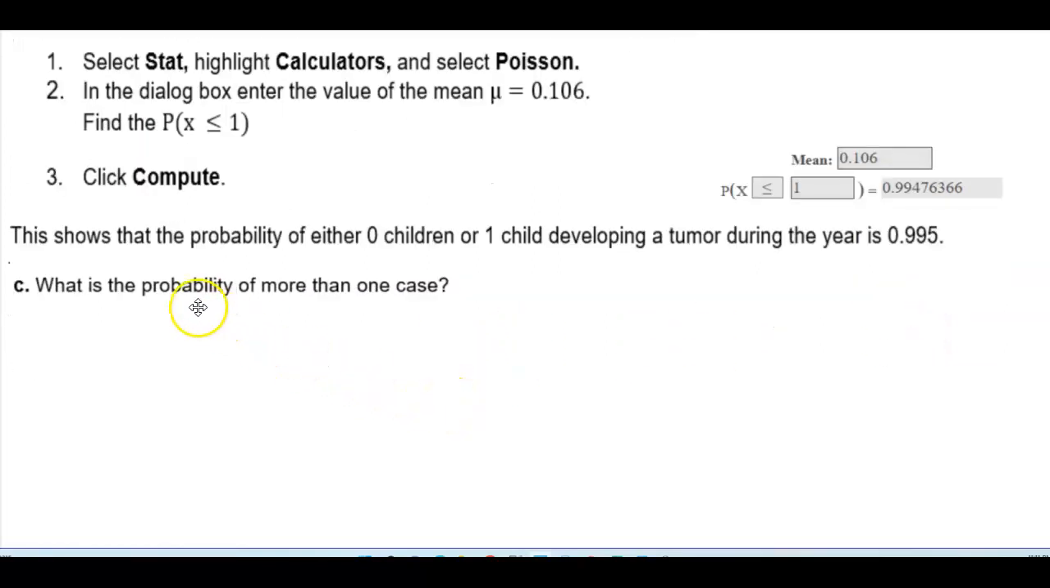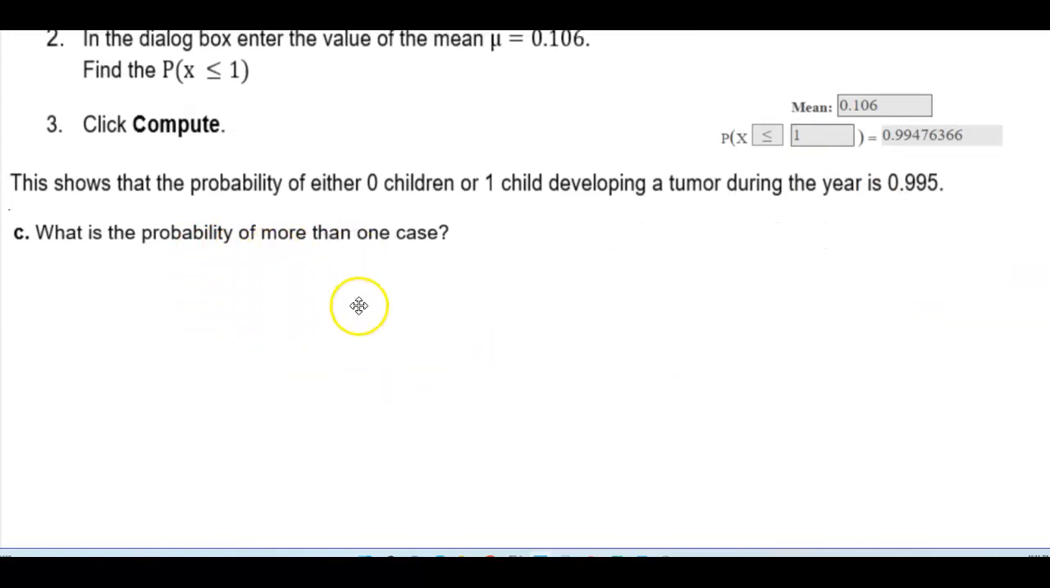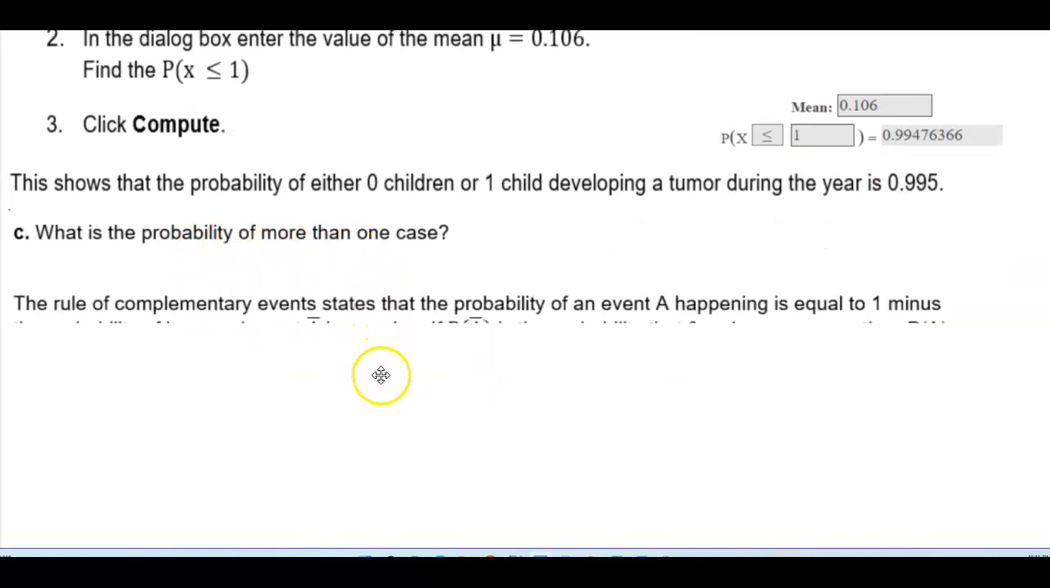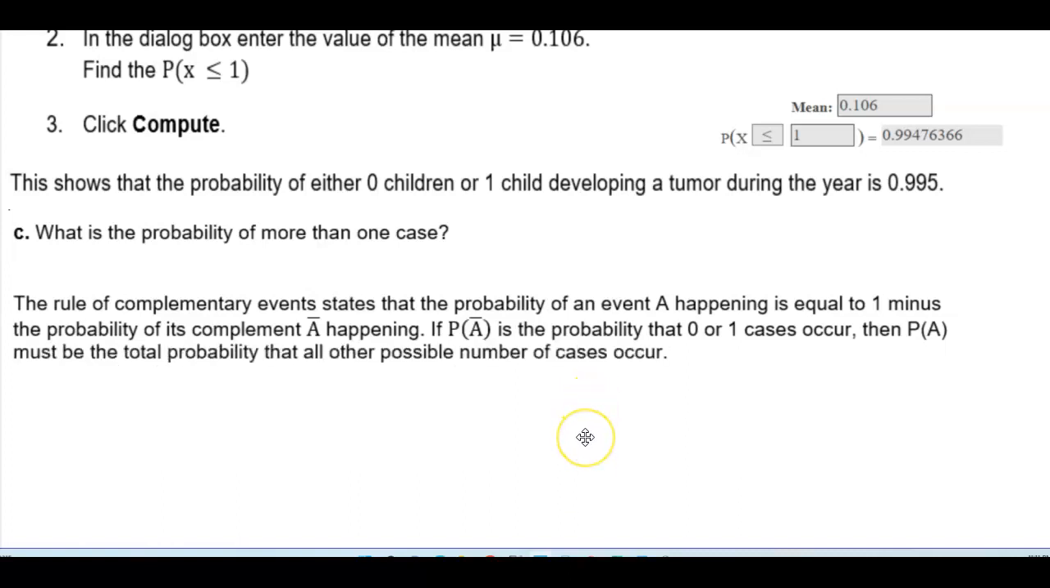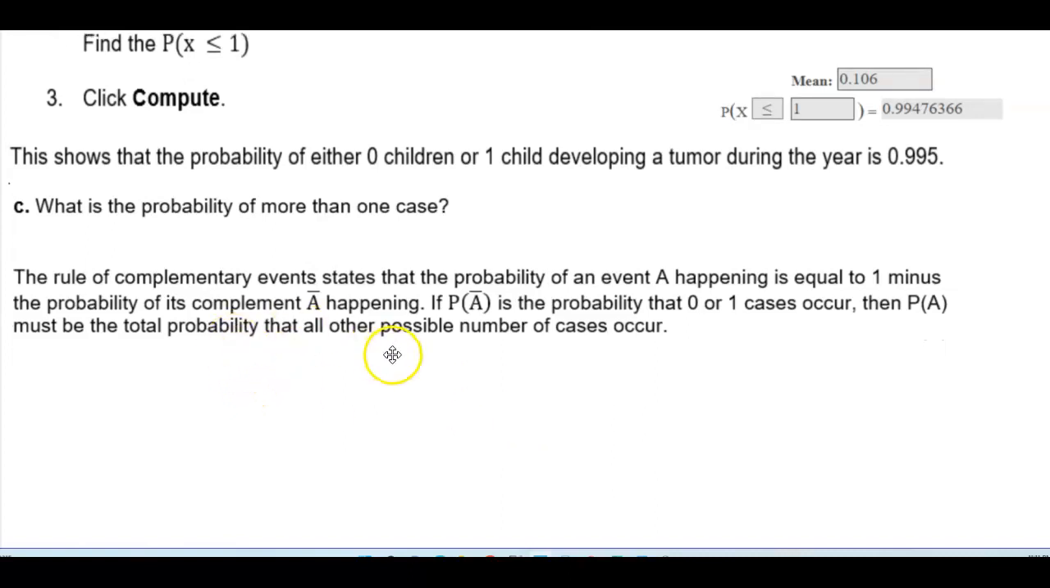Now, what is the probability of more than 1 case? So what we're going to use now is the rule of complementary events, which states that the probability of an event A happening is equal to 1 minus the probability of its complement happening. If the probability of the complement is the probability that 0 or 1 cases occur, then the probability of the event A must be the total probability that all other possible numbers of cases occur.